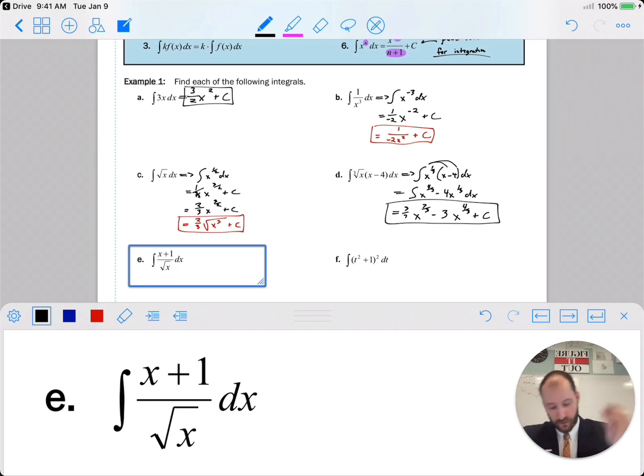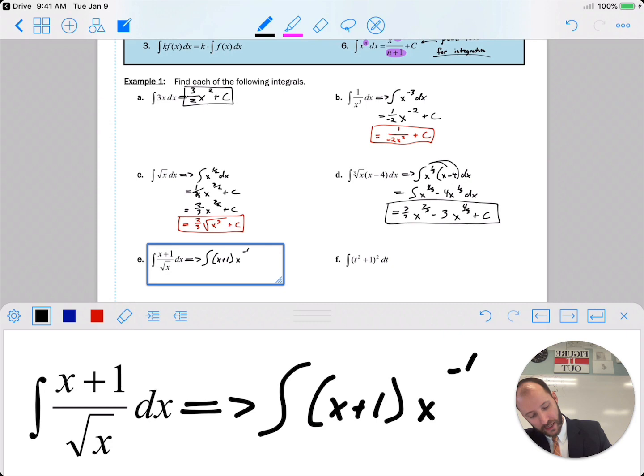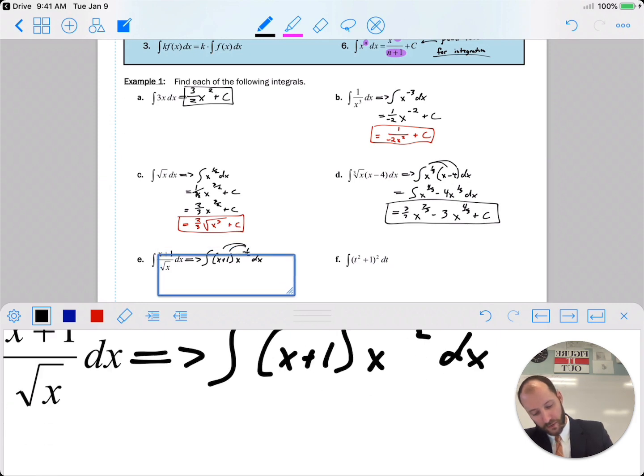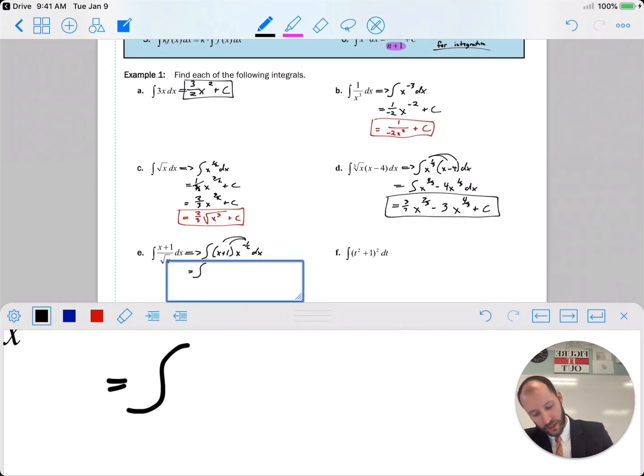Example E, same thing, wherever you're at. It looks kind of sloppy. Clean it up. So x plus 1, x to the negative 1/2 dx. Then distribute the x to the negative 1/2 in. So the indefinite integral of x to the 1/2 plus x to the negative 1/2.